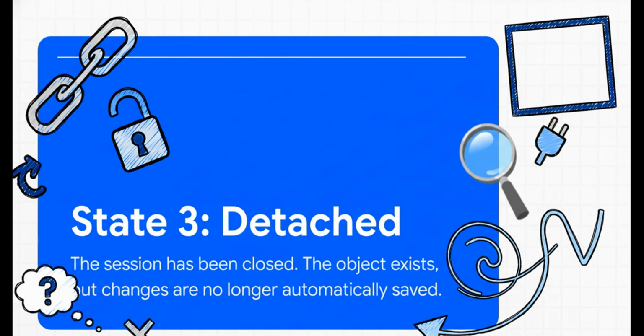So what happens after you close that session? Well, the object becomes detached. It's not gone, it still has all its data, but that link, that connection to the database has been cut. Hibernate isn't watching it anymore. So if you make changes now, they won't automatically be saved. You can, however, reattach it to a new session later on if you want.